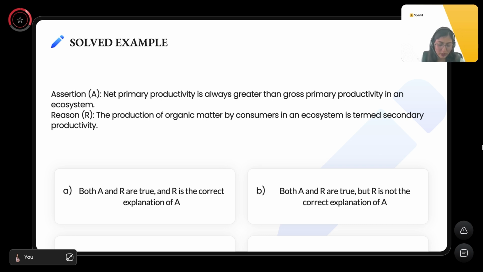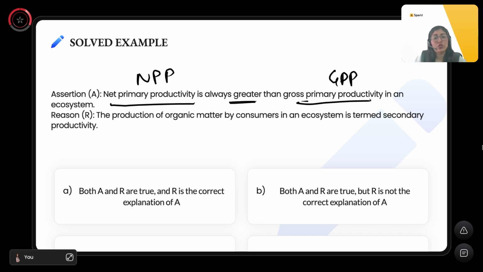Okay. So again, you have an assertion-reason type of question. Assertion says net primary productivity, you can also write it as NPP, is always greater than gross primary productivity, GPP, in an ecosystem. Reason says the production of organic matter by consumers in an ecosystem is termed secondary productivity. Now, beta, if you see the assertion, this is not a correct statement.